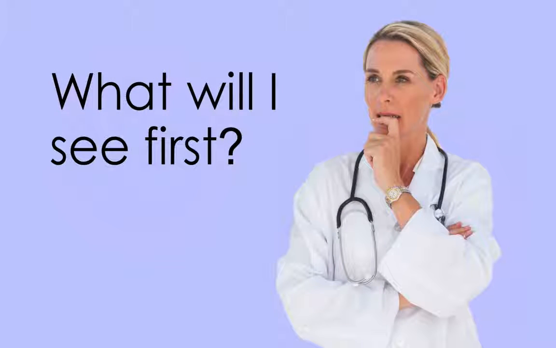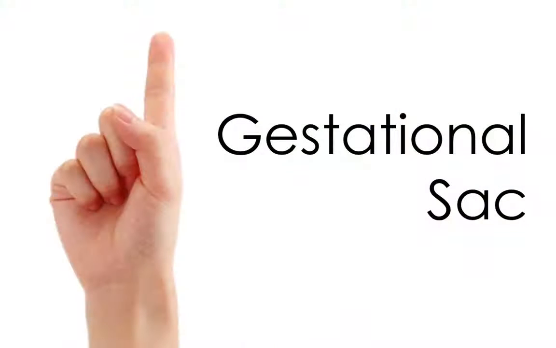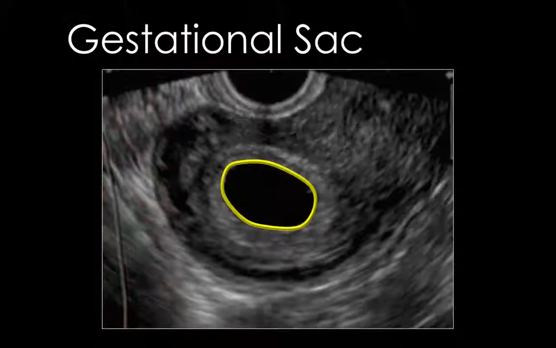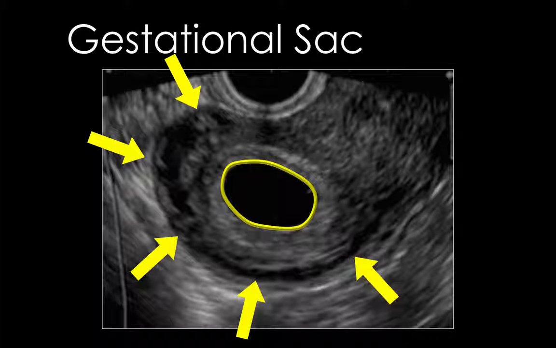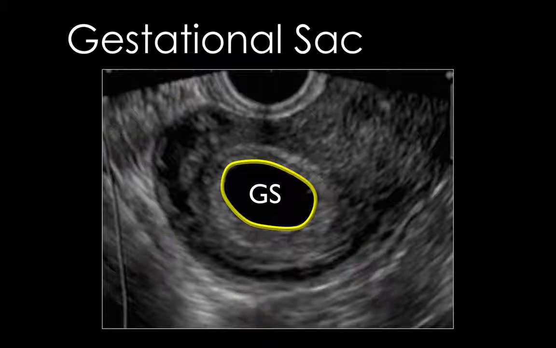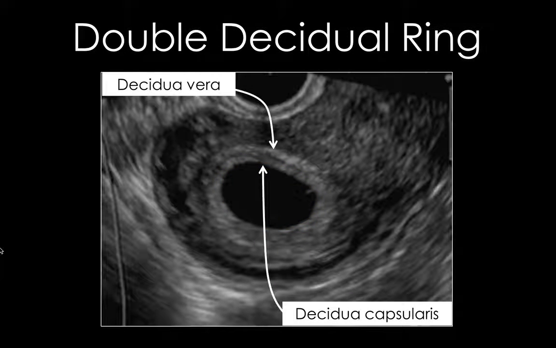So, what will be the first structure you will see with a normal intrauterine pregnancy? The first embryonic structure you will see is the gestational sac. Here's an example of a gestational sac with an intrauterine pregnancy. The uterus is easily identified and the sac is clearly within the uterus. There will be two hyperechoic rings of tissue around the gestational sac that is caused by trophoblastic cells growing into the endometrium. The inner ring is called the decidua capsularis, and the outer ring is called the decidua vera.